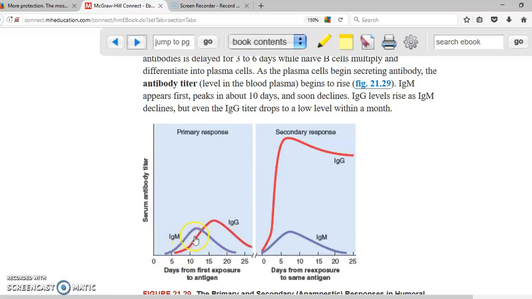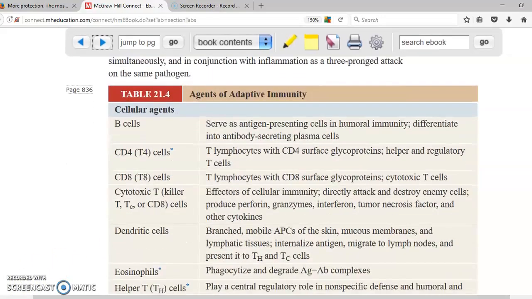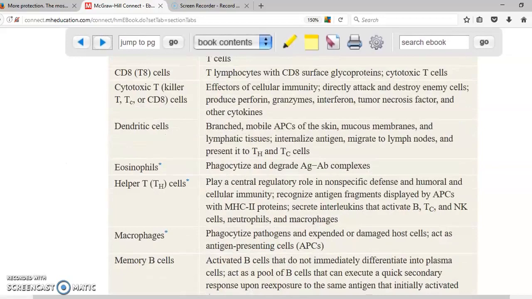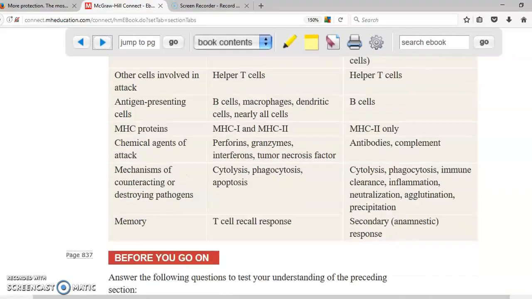What happens if you get another infection with the same type of microorganism? In that case, you're going to see here the secondary response right here. There's no delay in the presence of IgG and IgM. It's an immediate response, therefore not allowing the antigen to cause any sort of problem in our body. And as a matter of fact, you can see how high and how strong the response of our body is with the production of antibodies in order to destroy the microorganism. Right here you have a nice table showing you all the different agents that are going to work in the immunity, and that's about it.